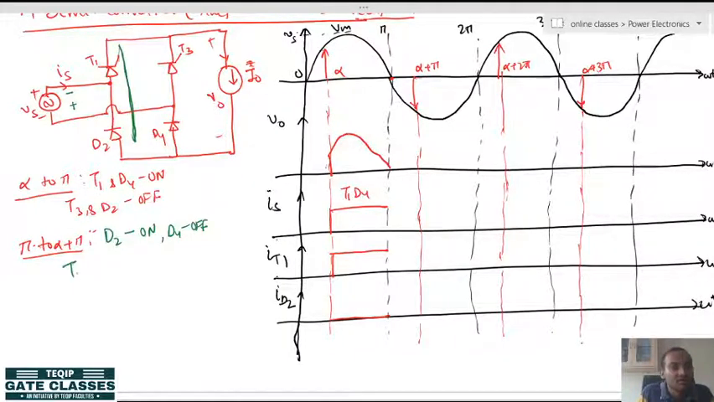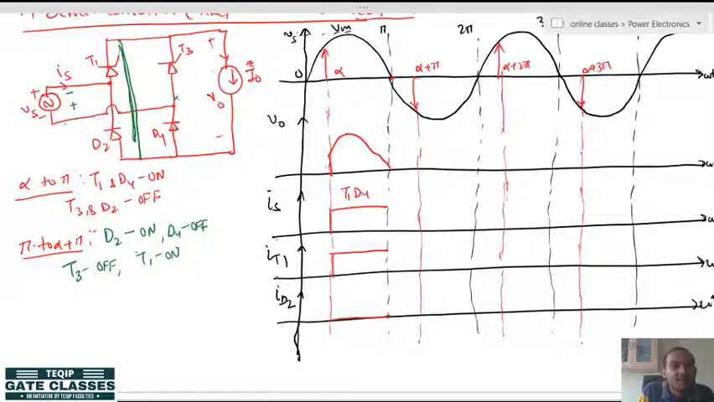So, T3 is off and T1 is on. When T3 and D4 are off, this branch is disconnected. When this branch is disconnected, source and load are disconnected. That is because this is off, this is also off. So, load and source are disconnected and this is becoming short circuited. What will be happening?